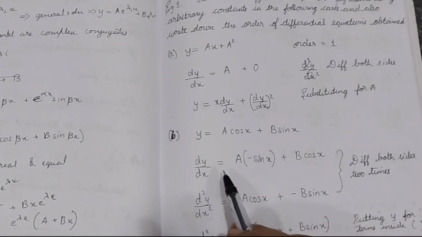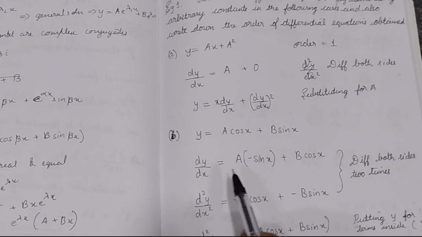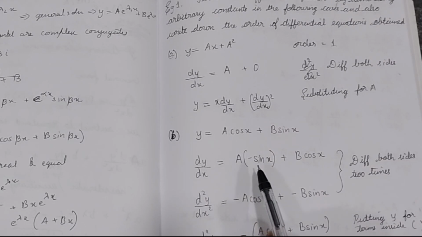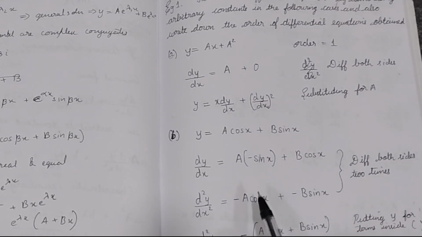Okay, now the next question, y is equal to a cos x plus b sin x. So differentiating both sides with respect to x, we have to differentiate 2 times. Okay, so when we differentiate first time, we'll get a times minus sin x plus b cos x. Now differentiating it once more, we'll get d square y by dx square is equal to minus a cos x plus minus b sin x.